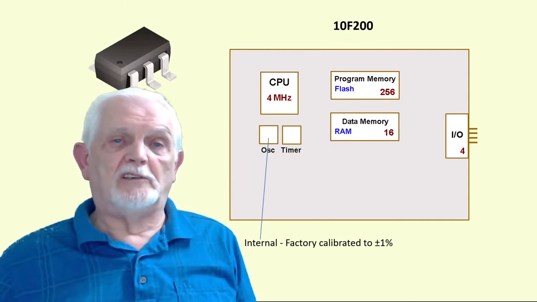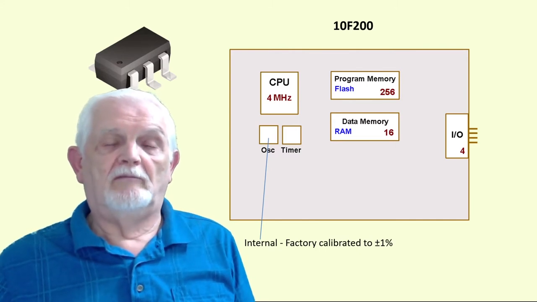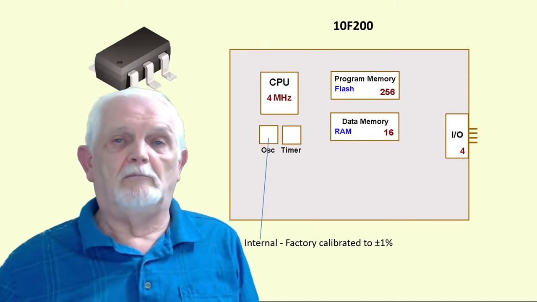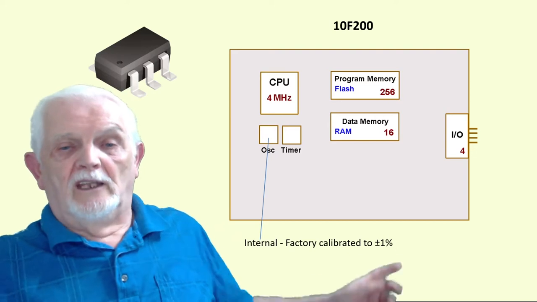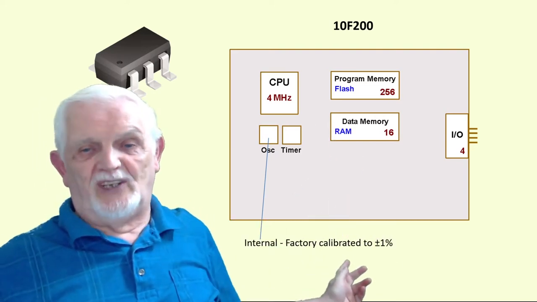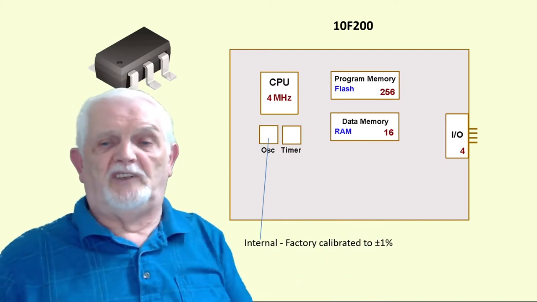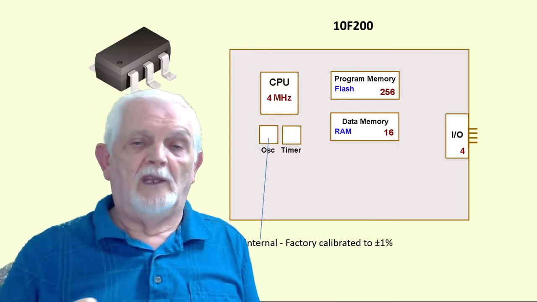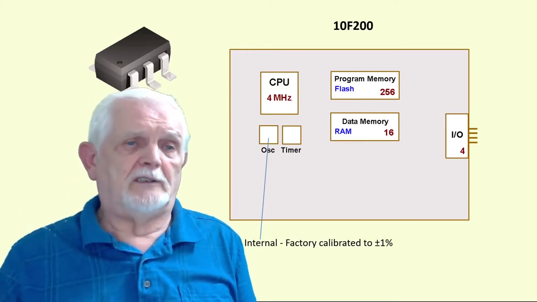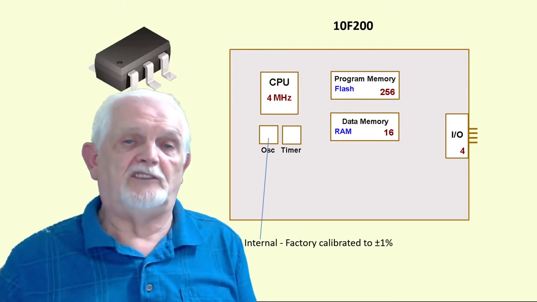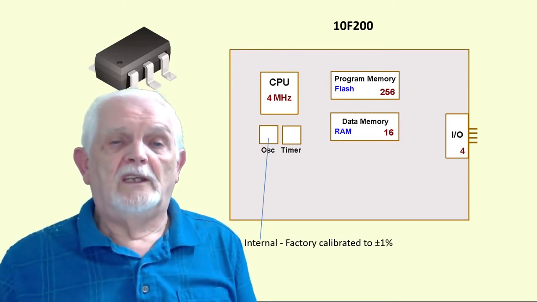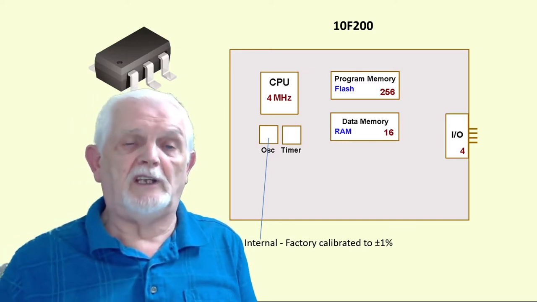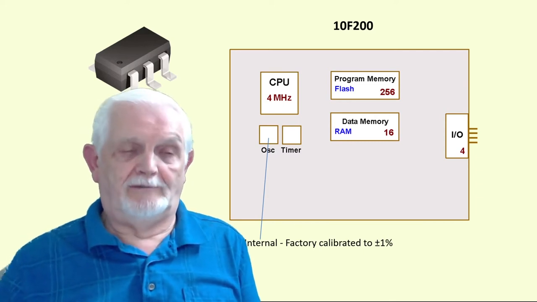The CPU runs at 4 megahertz maximum. You can make it run slower if you wanted to, but it runs at 4 megahertz maximum. And as you can see, you can't change it from the outside world. It's internally calibrated, so it's plus or minus 1%, which isn't good enough for data communications, which has to be spot on, but it's good enough for logic purposes and switching LEDs and so on. So the oscillator for that CPU is built in. You can't change it. It's got a timer that we won't cover today.